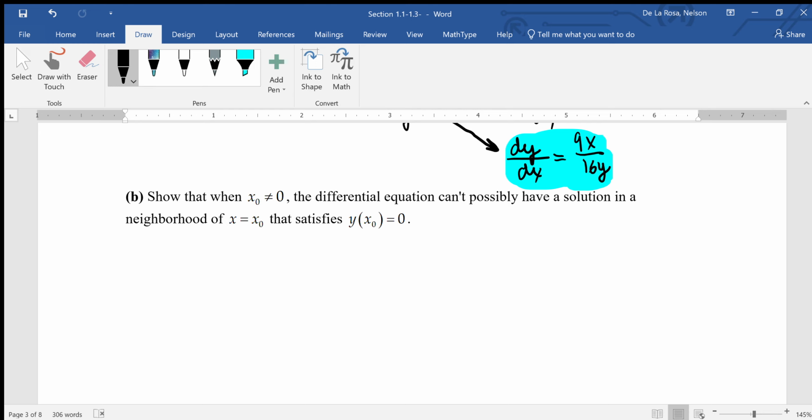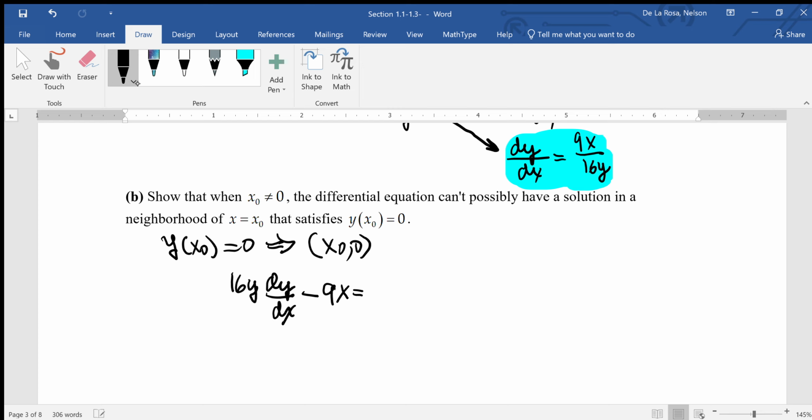Well, again, the condition in the problem is y at x sub 0 is equal to 0, which is equivalent to the point (x sub 0, 0), right? Okay, so our given equation is 16y dy/dx minus 9x equal to 0, right?